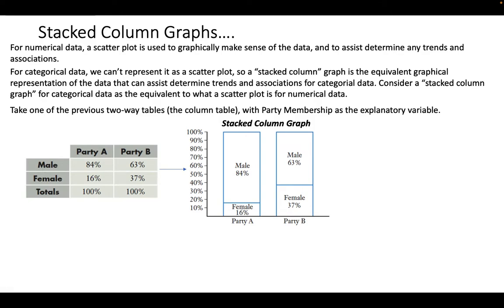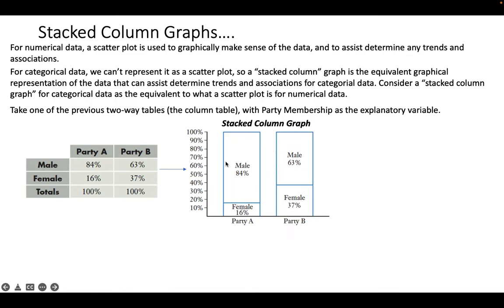So visually, just looking at the proportions of males and females between the two parties, what we're looking for with an association is a clear, distinct difference in the percentages between our categories. And it needs to be a consistent difference. So what I mean by that is it is almost the converse. So if we look at party A here, there's 16% females, whereas with party B, there's a lot more. There's 37% females.